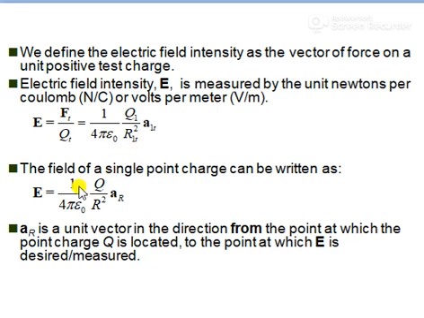The field of a single point charge can be written as 1 by 4 pi epsilon naught Q1 by R1 square into AR, where AR is the unit vector in the direction from the point at which the point charge Q is located to the point at which E is desired or measured.